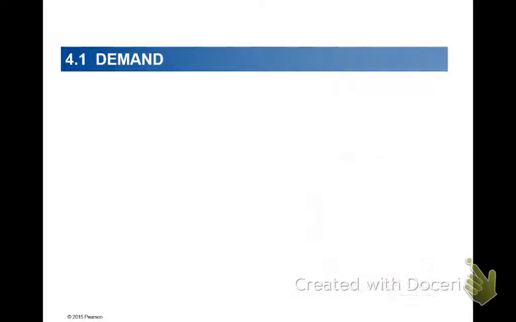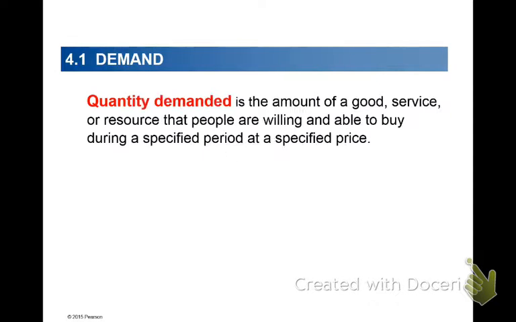So without further delay, let's start defining the consumer side of this market, or the buyer side of this market. The buyer side of this market is going to be mainly characterized in the context of what we call demand. When we talk about demand, there are two definitions that always come to mind. One is called quantity demanded. This is the amount of goods and services or resources that people are willing and able to buy during a specific period at a specified price.